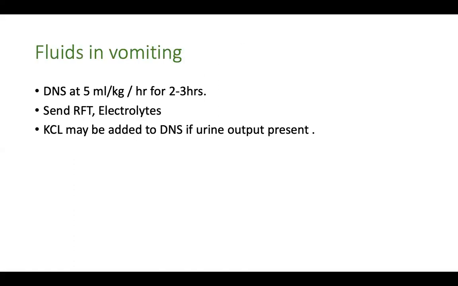So in such a situation, this is one of the commonest situations that you're going to encounter. The preferred fluid would be DNS. You can give it anywhere between 3 to 5 ml per kg per hour for just 2 to 3 hours, and you'll find that the vomiting subsides with that. So every time for a vomiting, if you're putting a cannula, some basic investigations apart from the glucose level would be to look for the electrolytes as well as renal function test.